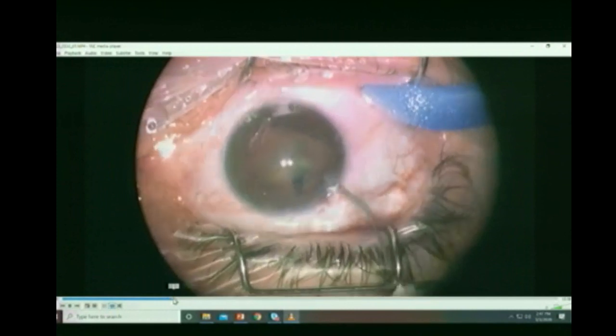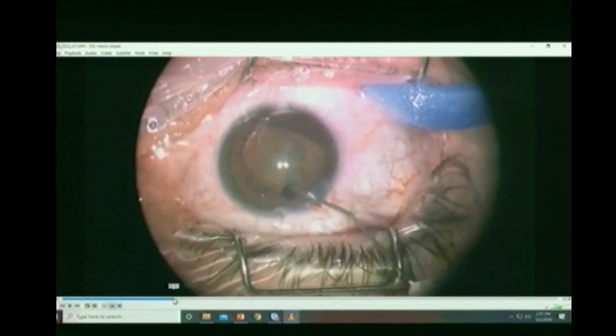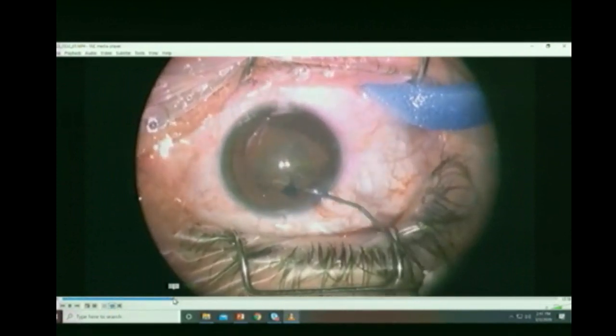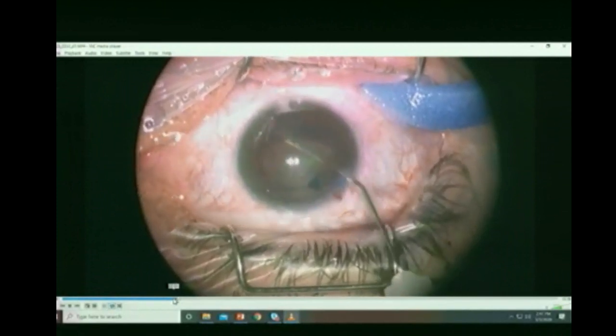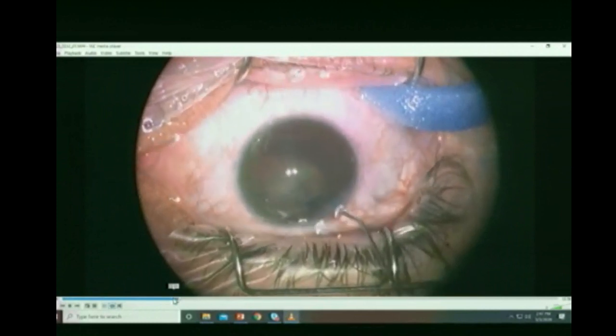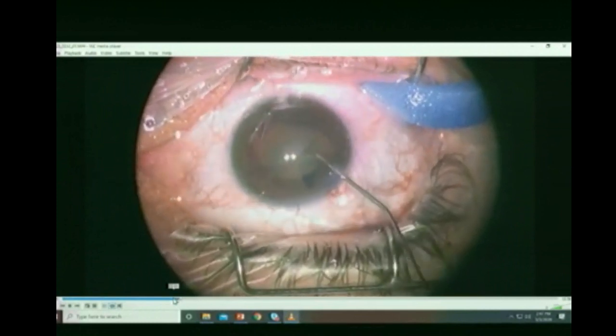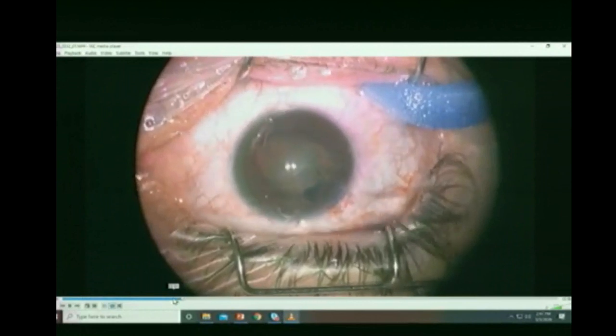After that, while doing the hydrodissection, what happened? Actually, the whole content spilled up into the anterior chamber, or actually not the whole, only the inferior pole. And because it is soft, you cannot replace it back again. So what was the plan now to do the surgery?